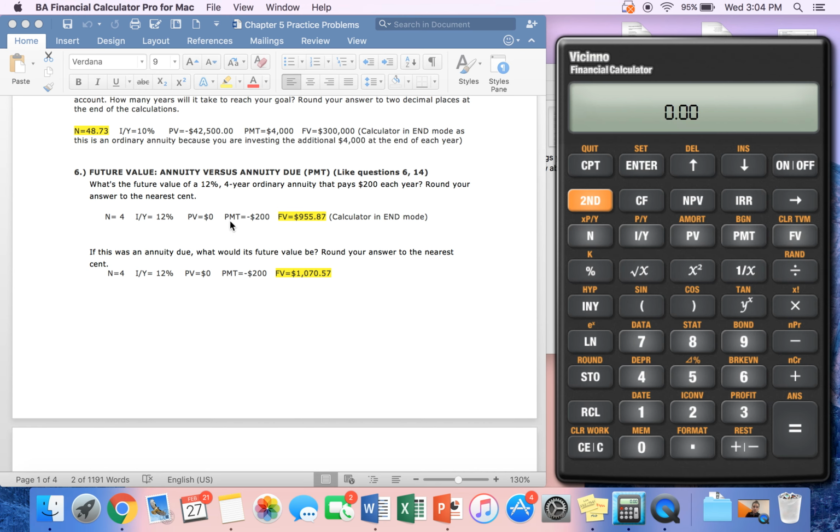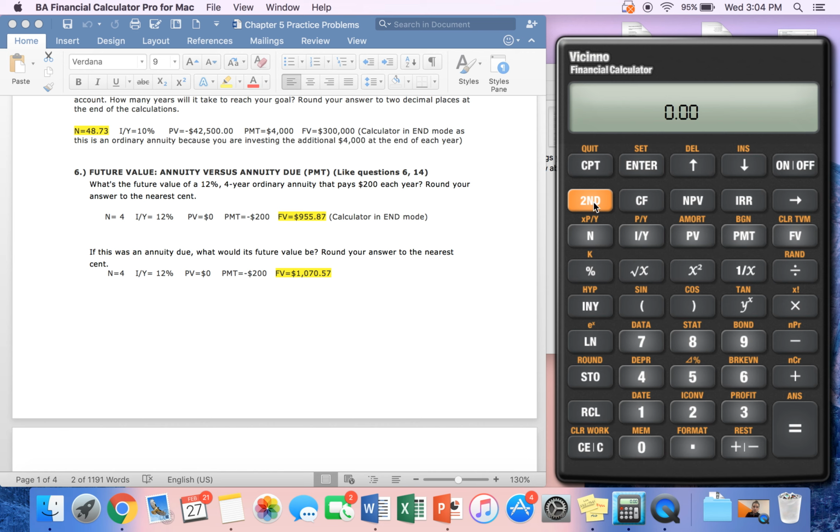So if I go up here to question number 1, I have a 4-year annuity, so my calculator here is in end mode. So I'll plug in 4 for my N, 12 for my I/Y. I don't have any money saved today, so my present value is going to be 0. My annuity pays $200, and I'm trying to find the future value. So I'll click Compute, Future Value, and my annuity is worth $955.87 in 4 years.